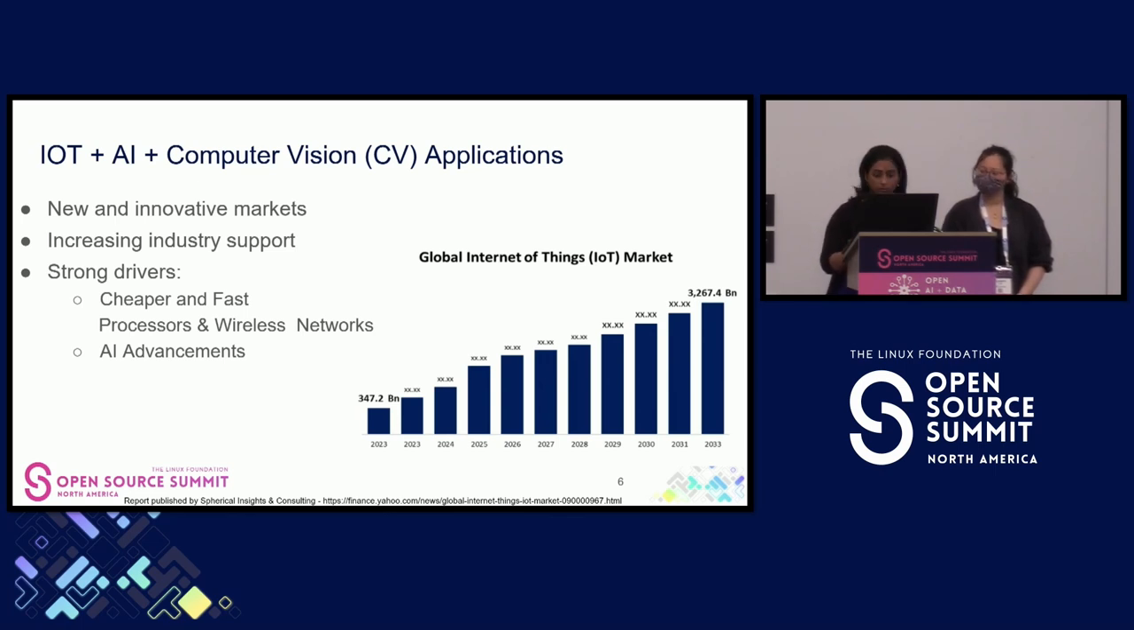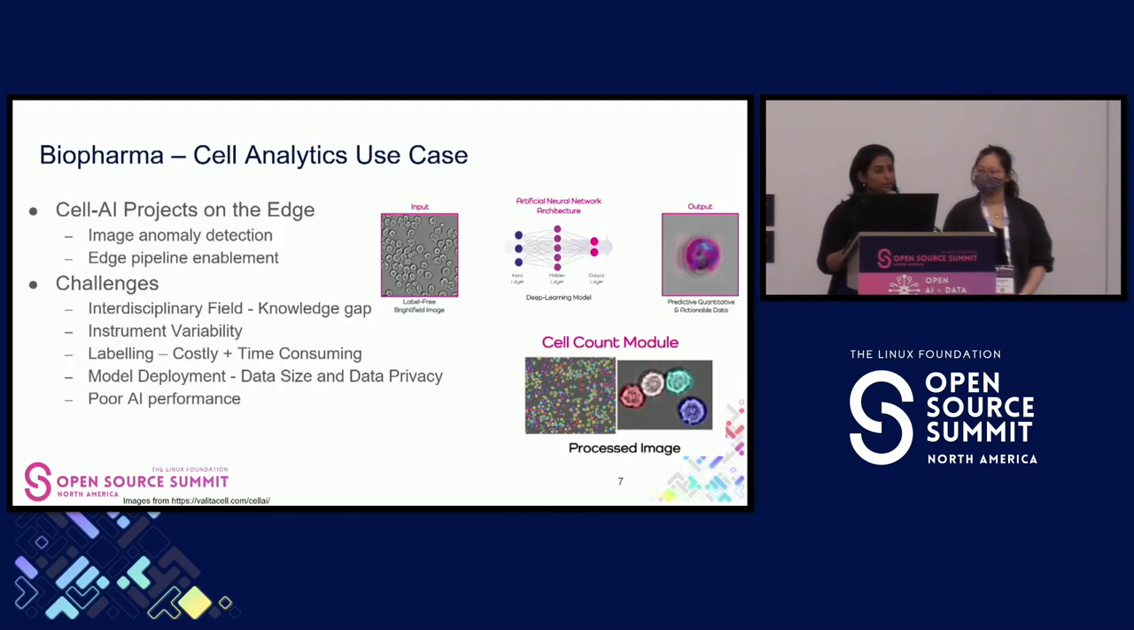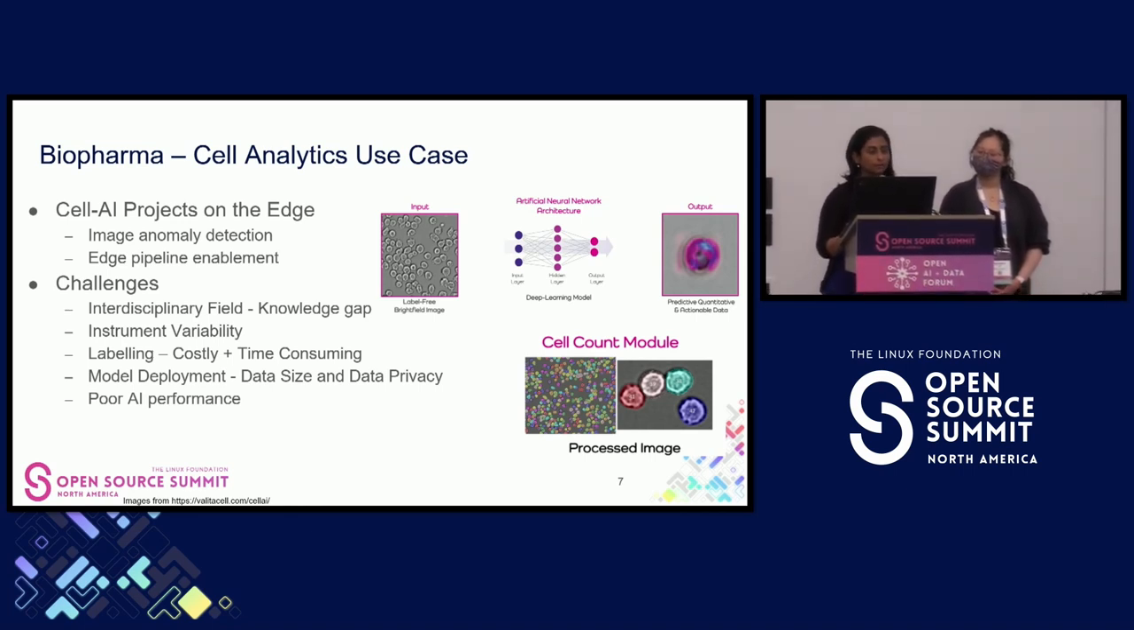and optimizations. So our project is basically based on a biopharma use case. Usually it's cell analytics that we see in the biopharma field. All these cell AI projects usually are image comparisons for anomaly detection. Most of these are AI pipelines. They get deployed at the edge, and we have to manage them.